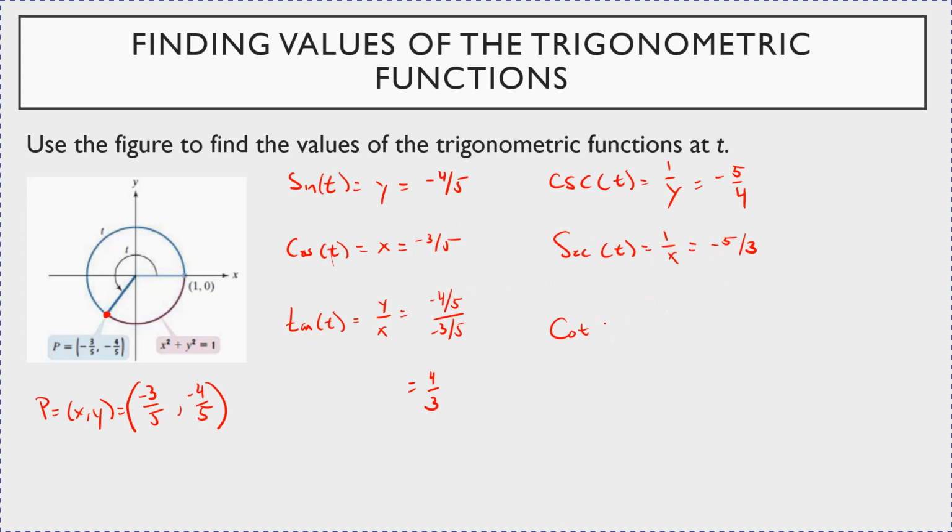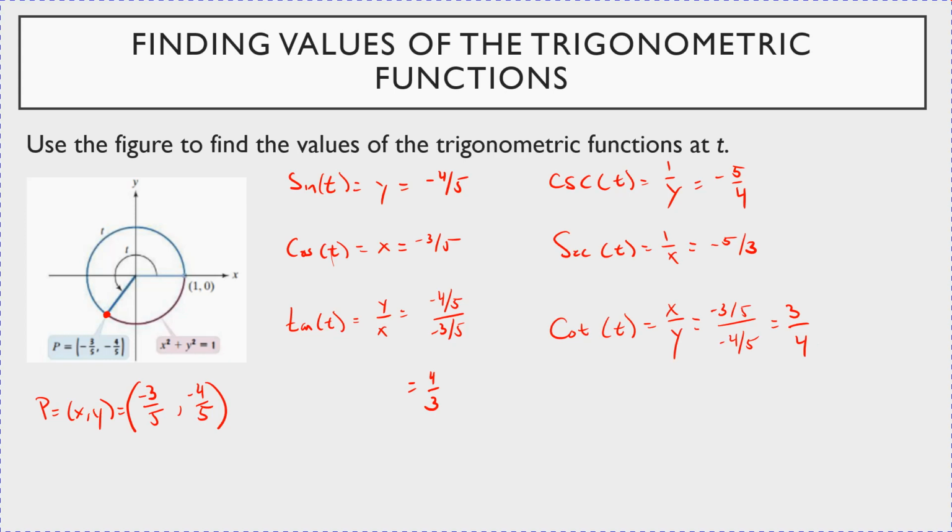And then cotangent of t would just be x over y. So it would just be the flip of this, right? So it would be minus 3/5 over minus 4/5. 5s would cancel, negative negative, you just get 3/4. Okay.